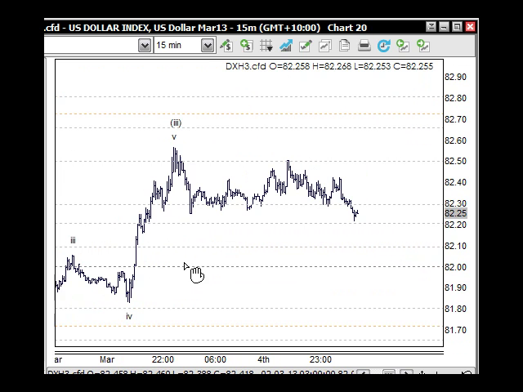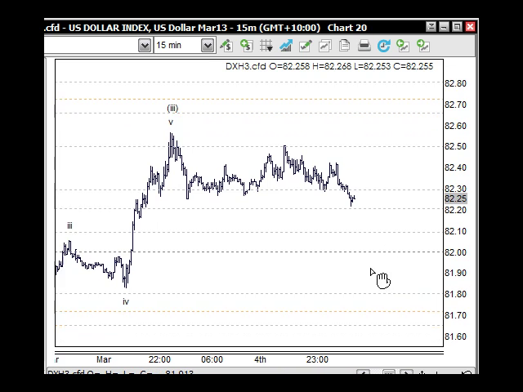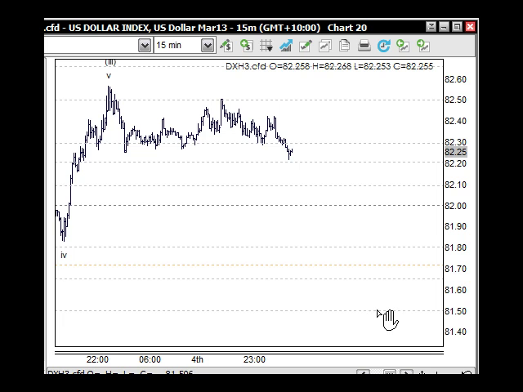So that does give us the top of that third wave, which means we'd be coming back into the fourth wave of one lesser degree, which would be down in the 81.50 area here. So if that's the case, we're going to be seeing the euro rally off its current lows at the moment.